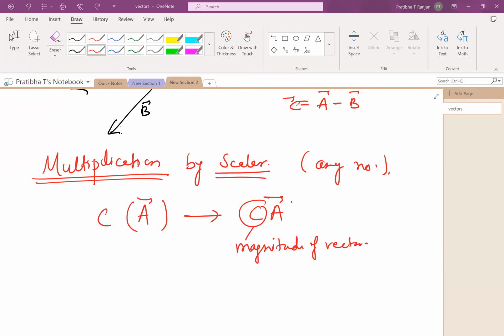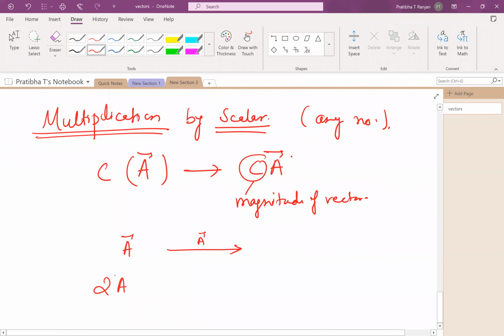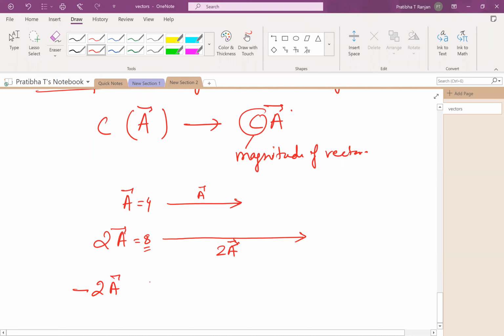Suppose we have a vector here, and this is the length of the A vector, and I multiply with 2. So it becomes 2A. It's just doubling the length. Suppose vector A is equal to 4, so 4 times 2 will be 8. If I multiply with a negative number, say negative 2A, then it's also 8 but on the opposite side. So this is the multiplication with a scalar quantity.